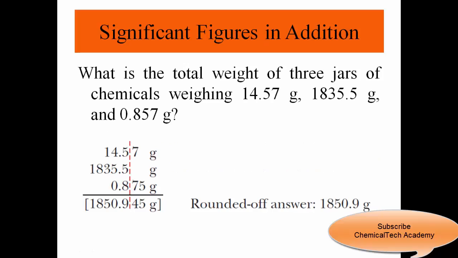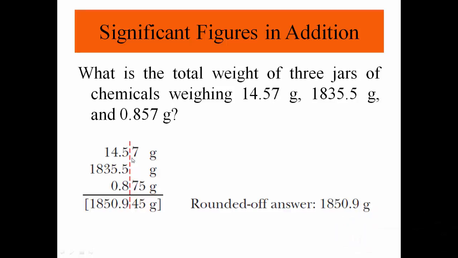Let's have another example. What's the total weight of three jars of chemicals weighing 14.57 grams, 1835.5 grams, and 0.857 grams? We add all of them together. So we have 14.57, 1835.5, and 0.857. This one has two digits after the decimal point, one digit after the decimal point, and three digits after the decimal point.